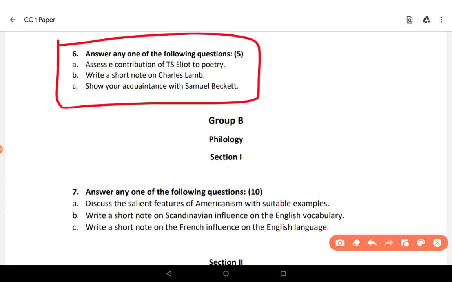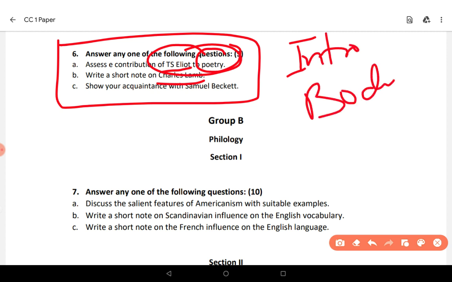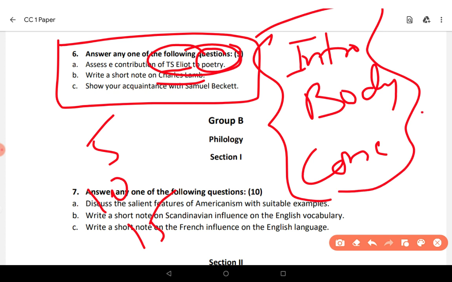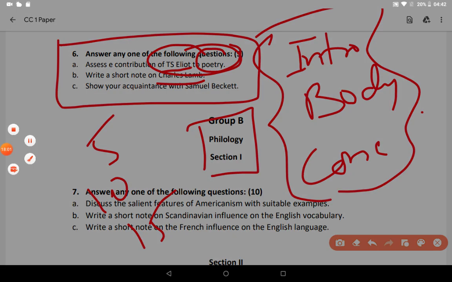Now, for the 5 marker questions, I'm not going to spend much time because you know what to do. 200 words. Just do a little bit of Google search, write about their background, and write about some of their works, like T.S. Eliot, some of his poetry, Charles Lamb, some of his works, and your answer is complete. Just remember, give a very short, very brief intro, body, and conclusion. No matter whether it's a 5 marker, 10 marker, or 15 marker, you need to follow this format, and then you're good to go.